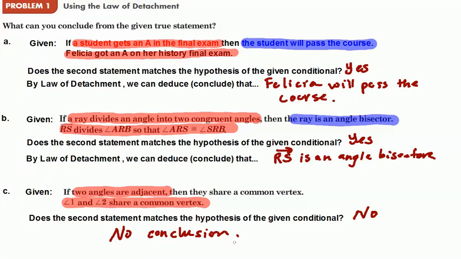Okay? So all you have to do is, are they the same? For number 1, they were. Number 2, they were. For number 3, they were not. Okay? All right, let's move on now to the next law, law of syllogism.